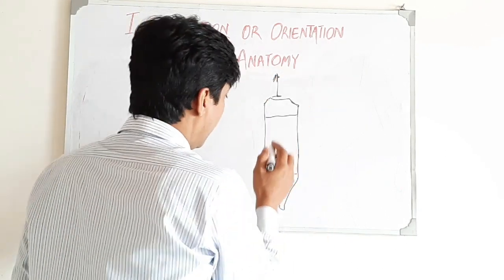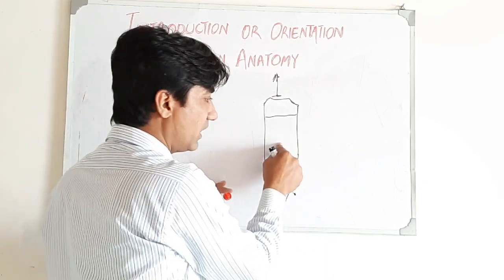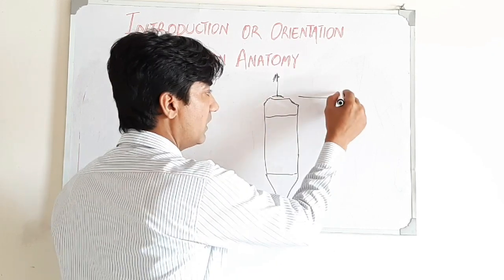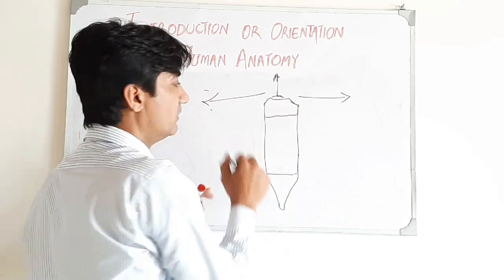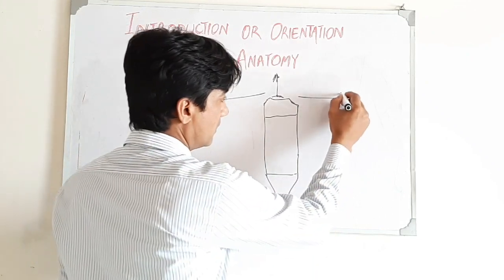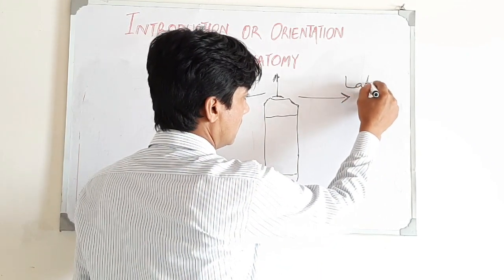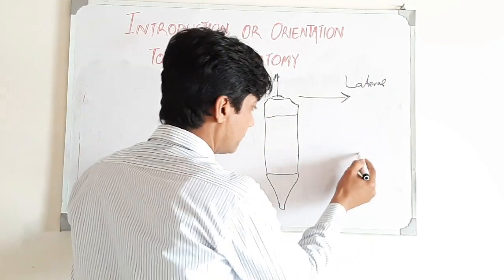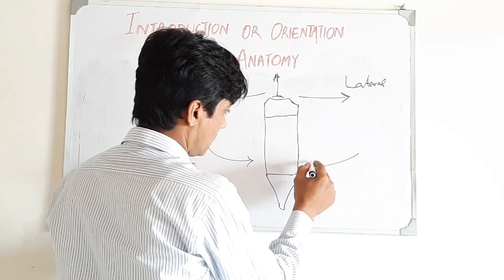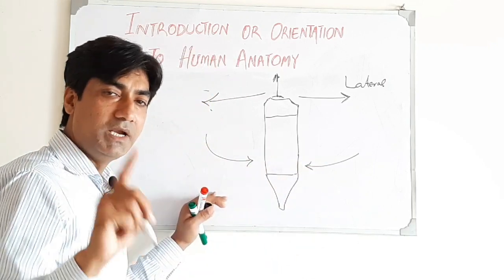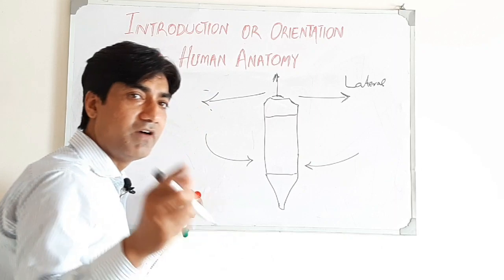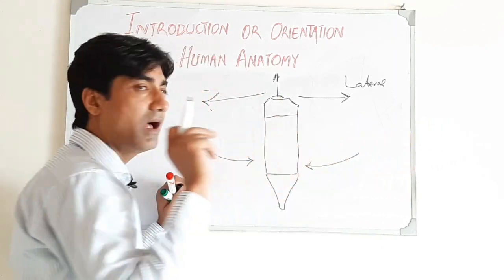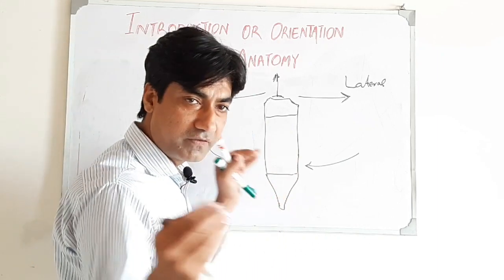And the structure that is away from the midline, that's called lateral. And any structure towards the midline is called medial. What is medial and what is lateral? The structure away from the midline is called lateral, and the structure towards the midline, that's called medial.